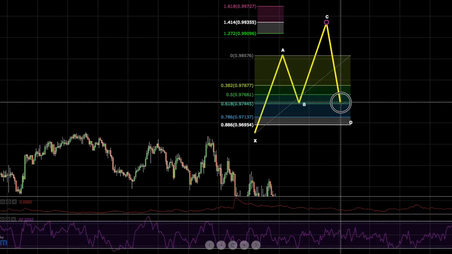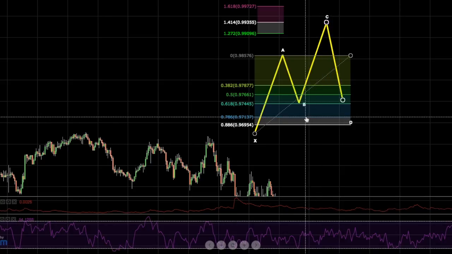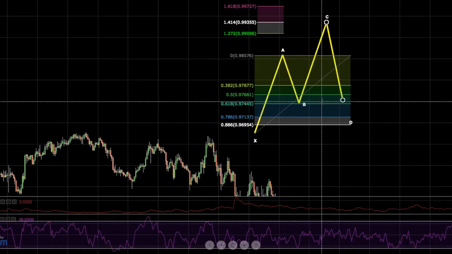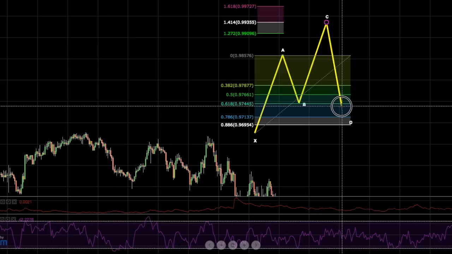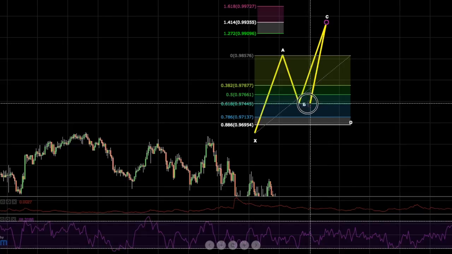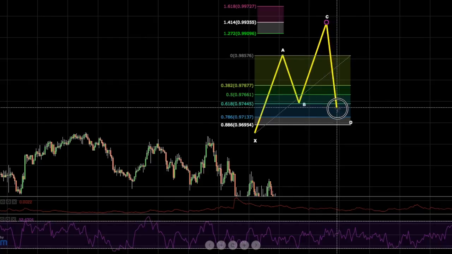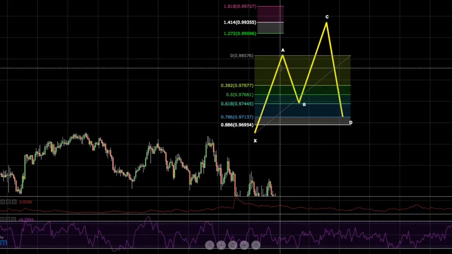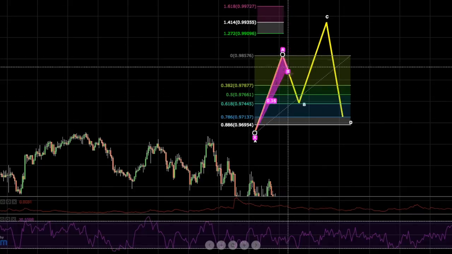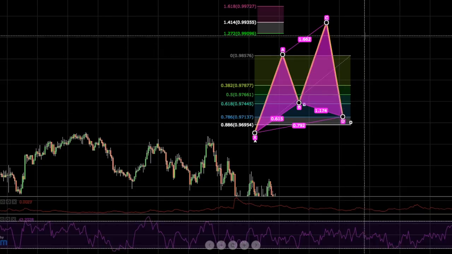The final rule, so I won't forget, is that the C to D leg has to exceed and close below the B point. In some cases you may have the 786 lining up above the B point. That would not be a valid pattern. The wick has to exceed below the 618, or in this case the B point, and at least touch the 786. So let's draw this in. The Cypher pattern looks like this. So let's talk about stops and targets.